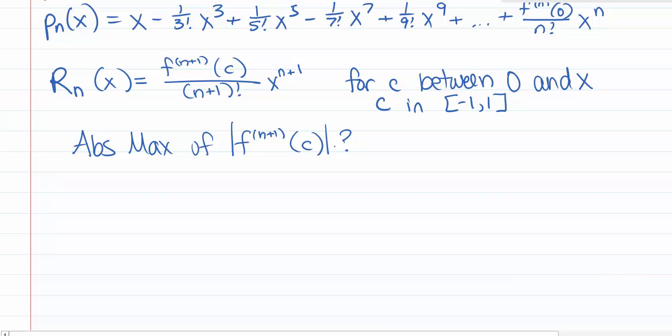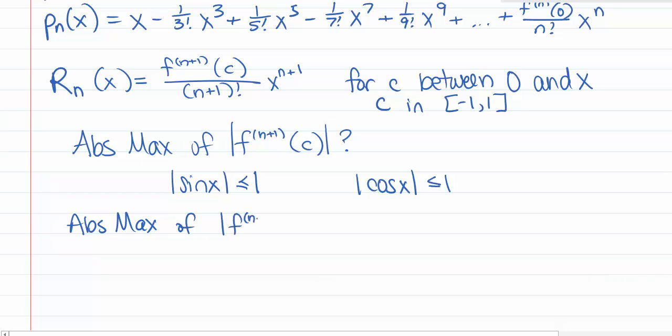So what can we say? Well, we know that the n plus 1th derivative is either going to be sine, cosine, negative sine, or negative cosine. So if we consider the absolute value of sine of x and the absolute value of cosine of x, then we should be good. But notice that the absolute value of sine of x is always less than or equal to 1, and the absolute value of cosine of x is always less than or equal to 1. So we can state that the absolute maximum of the absolute value of the n plus 1st derivative of f with c plugged in there is no more than 1, because it's something that you got out of a sine or a cosine. And that works no matter what your value of c is.